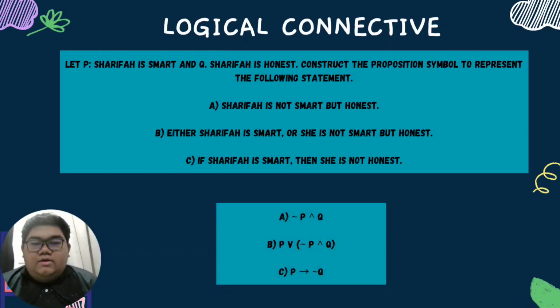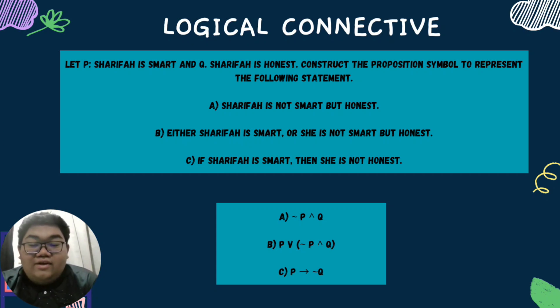Okay, let's see the logical connective example. Let P: Sharifah is smart, and Q: Sharifah is honest. Construct the proposition symbols to represent the following statements. A. Sharifah is not smart but honest. B. Either Sharifah is smart or she is not smart but honest. C. If Sharifah is smart, then she is not honest.